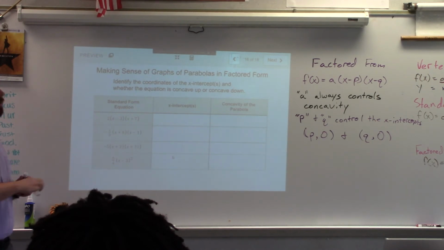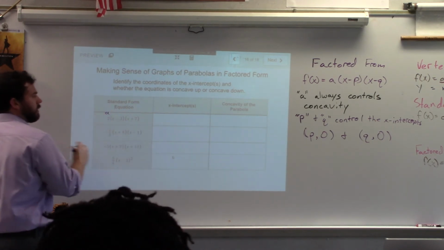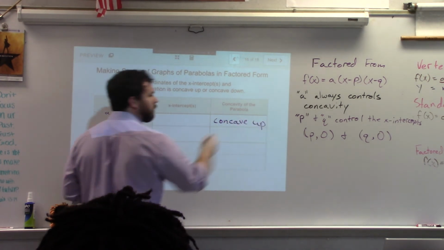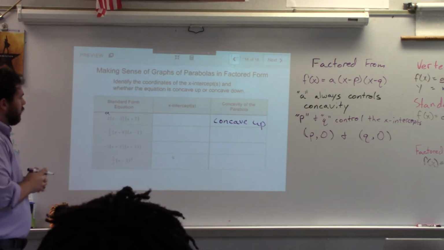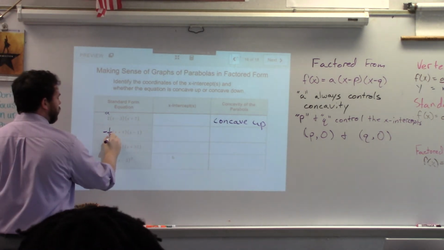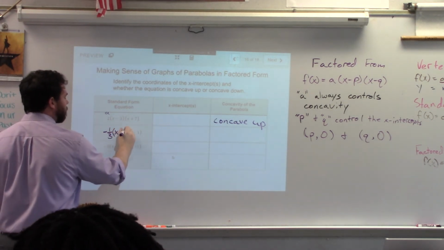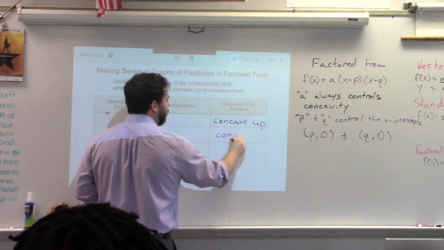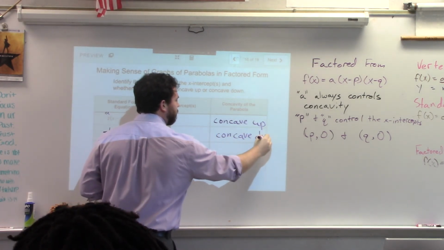Remember that A, that leading coefficient, is defining my concavity, so concave up, okay? Amity, what do you think about this second one? What do you think the concavity would be? Concave down. Concave down? Mm-hmm. Anyone want to push back on that? Nope. Okay.